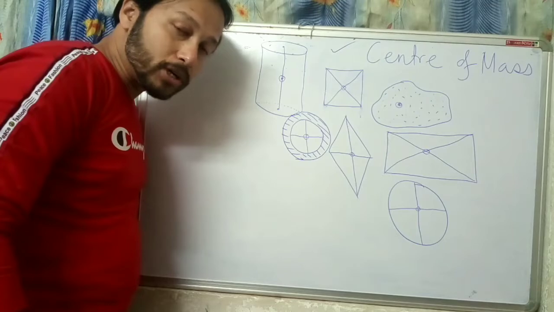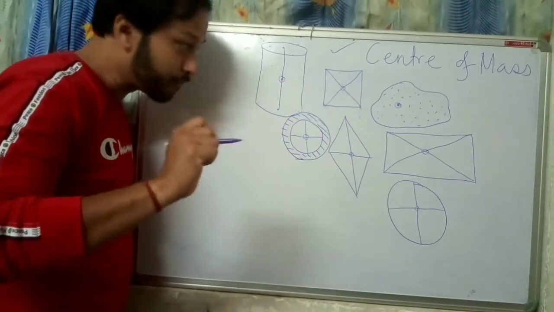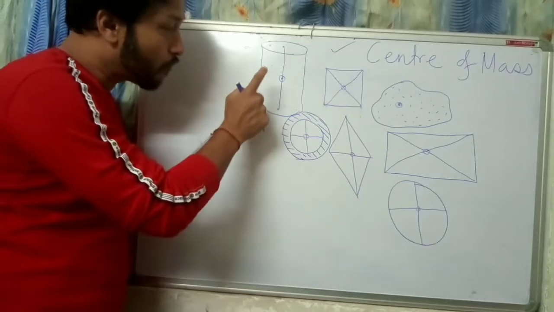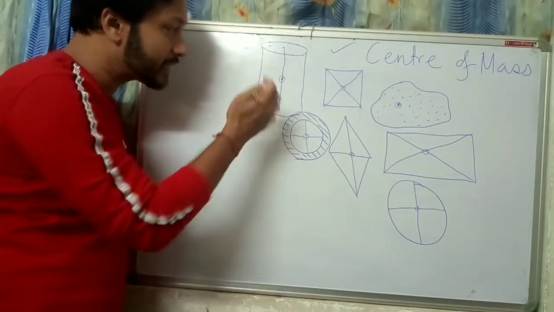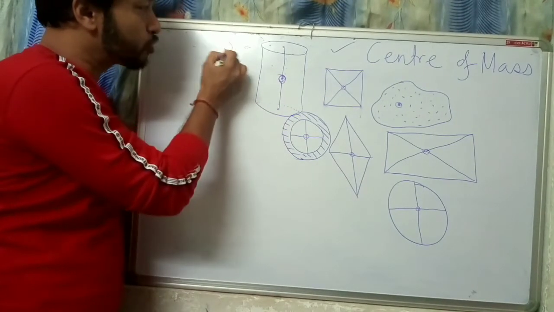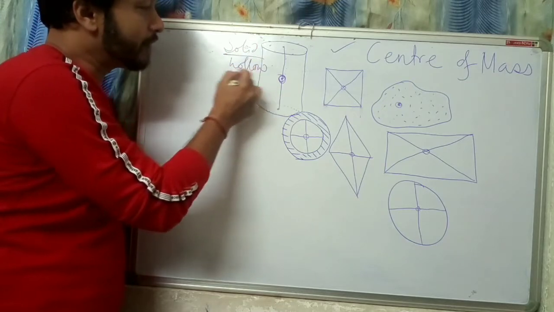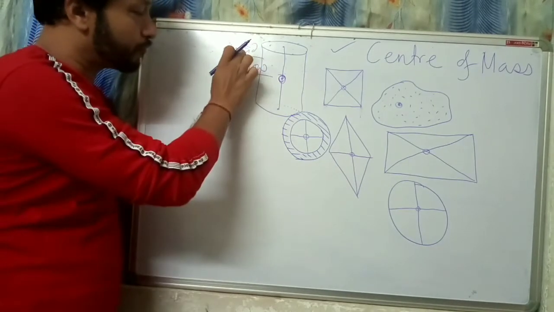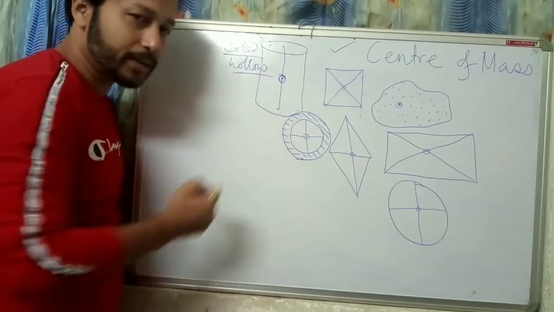Now we'll discuss the cone. Oh, one more thing I forgot to inform you: for a solid cylinder and for a hollow cylinder, the center of mass we find in the same way. Whatever it is, solid or hollow, the center of mass of a cylinder we find in this way.